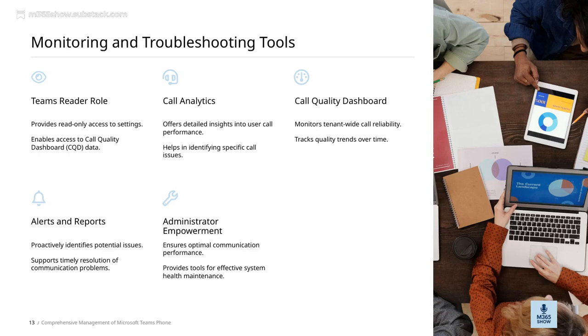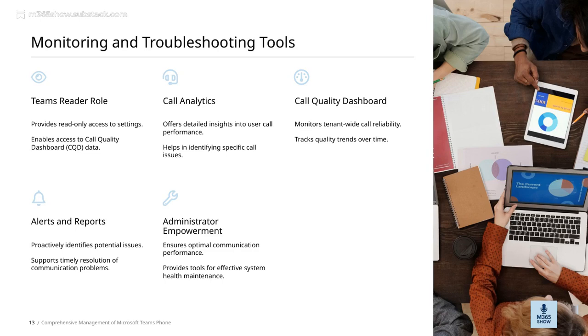Now, let's take a look at the tools available for monitoring and troubleshooting our Microsoft Teams phone system. These tools are essential for ensuring our communication performance remains optimal. They help us maintain system health efficiently and proactively address any issues that may arise. First, we have comprehensive management features that empower administrators to identify potential problems before they impact users. This proactive approach supports quick resolutions and keeps everything running smoothly.